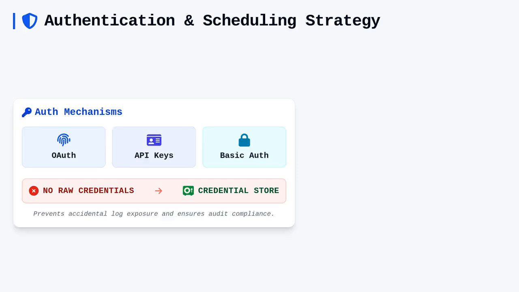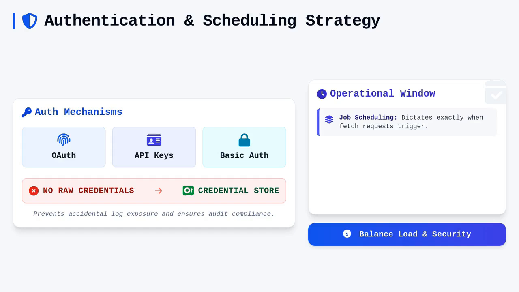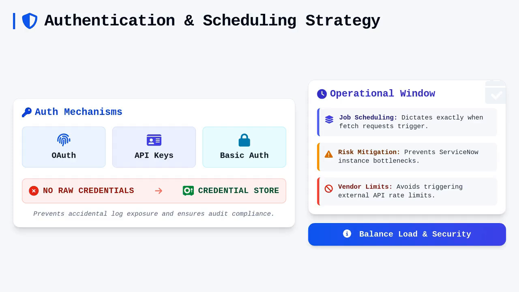During this stage, we also define the operational window through job schedules. By setting these schedules, we dictate when the integration should trigger a fetch request, helping to distribute the load on both the ServiceNow instance and the scanner's own backend infrastructure. If we schedule too many concurrent requests, we risk bottlenecking our own instance, or conversely, triggering rate limits on the vendor side.